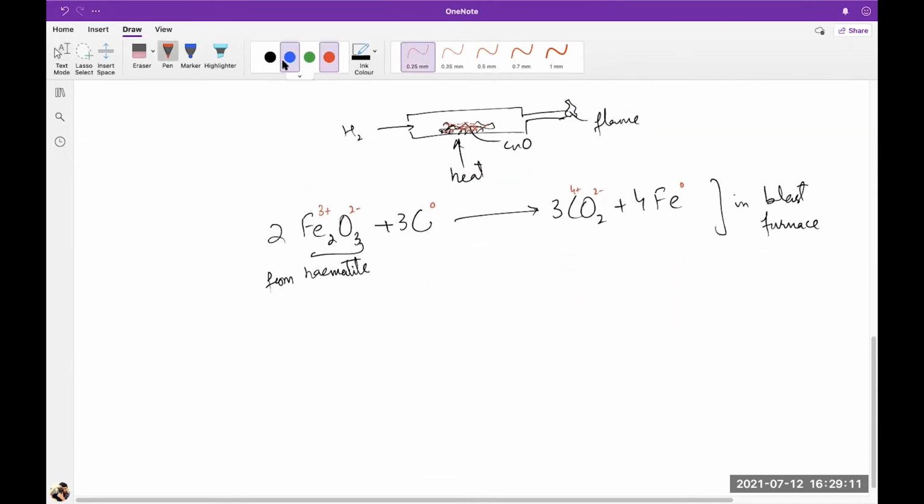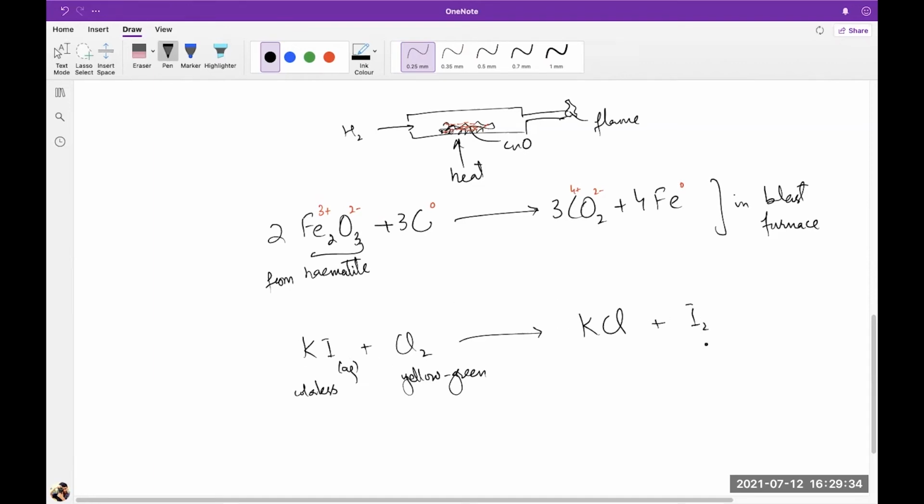We can also do the same thing with, for example, potassium iodide. So if I were to add chlorine to potassium iodide, I know that this is colorless. And I add chlorine, which I know is yellow-green. Again, a color that you need to remember from the periodic table chapter. So chlorine, if I were to dissolve in that, what will happen is chlorine is more reactive than iodine. So chlorine will replace it, and iodine brown liquid will be formed dissolved in water.